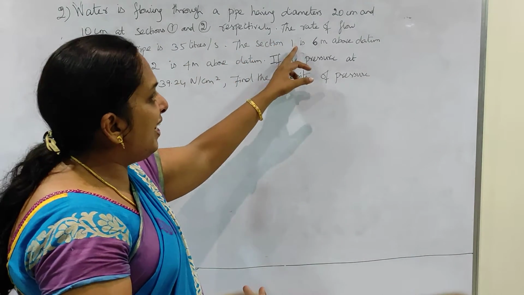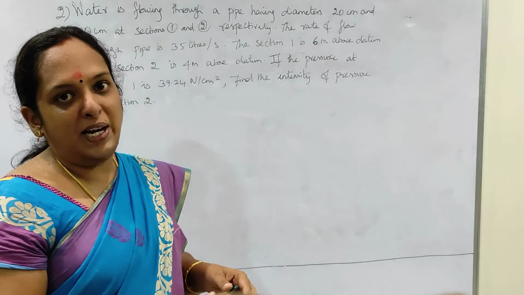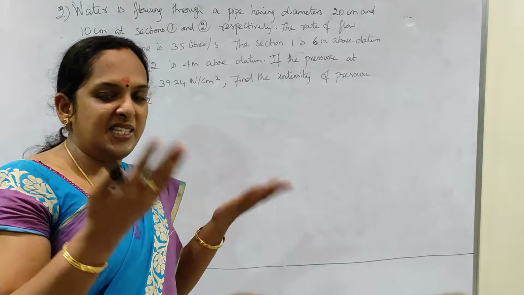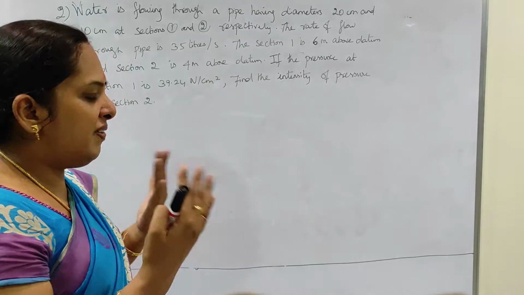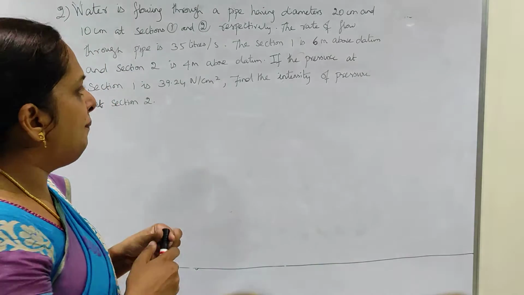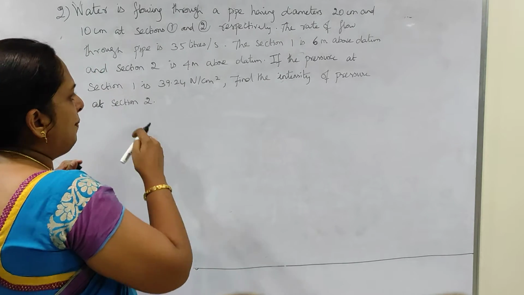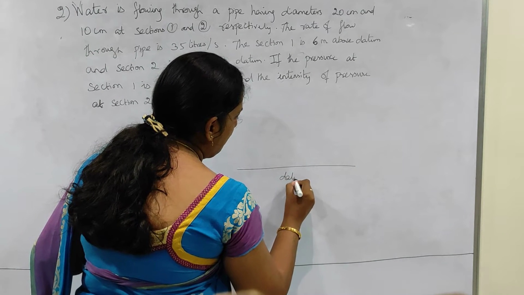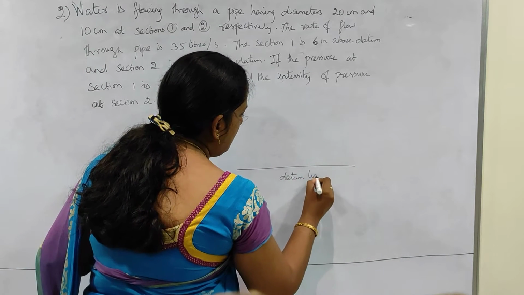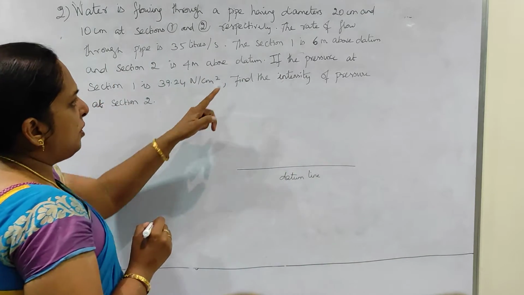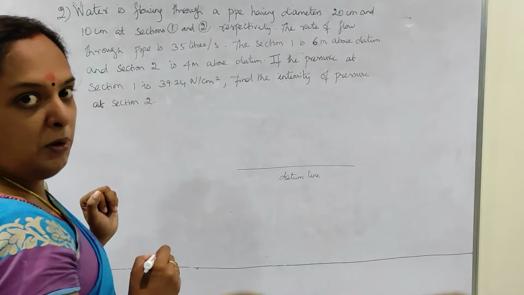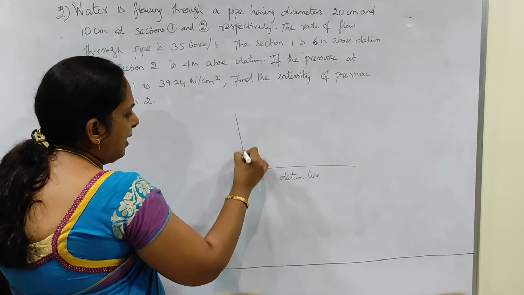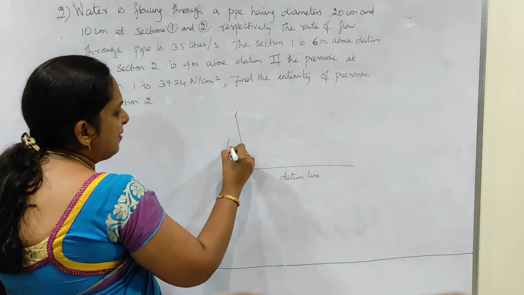The section 1 is 6 meter above datum. In the previous sum the datum line was horizontal and they didn't say anything about the datum, so we were just looking at the velocity head. But here they have given a datum line. So let this be your datum line. Now section 1 is 6 meter above the datum line. So section 1 here, let it be this. So this is at the height of 6 meters.